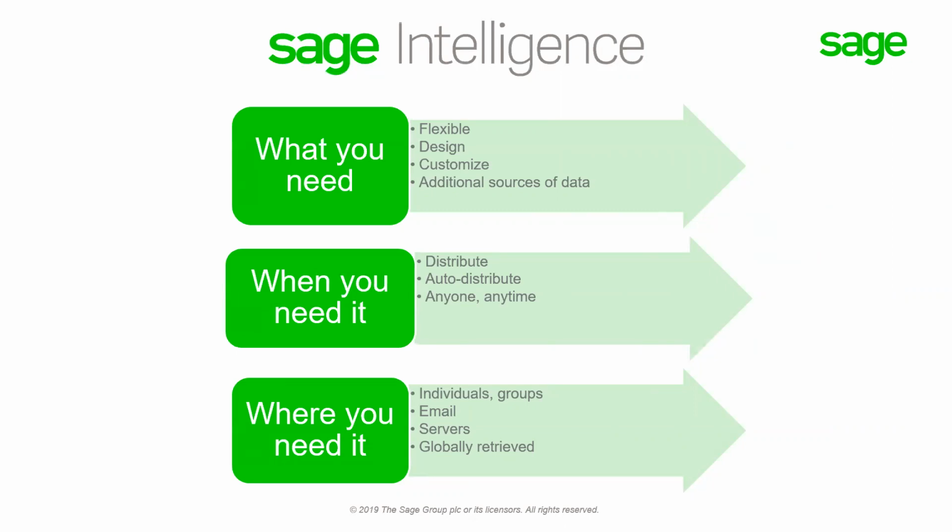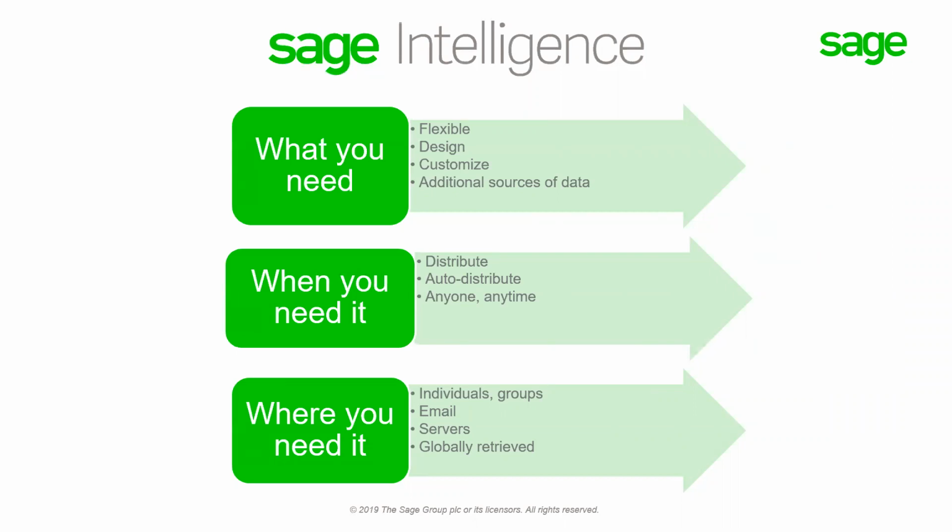And then where you need it, of course, is it email? Is it across the globe? Is it an outside entity, maybe a board or something like that? Who needs this information, and how Sage Intelligence can really pull this information together for you so that across your company you can make better decisions.